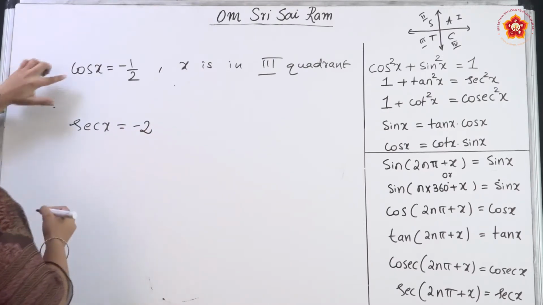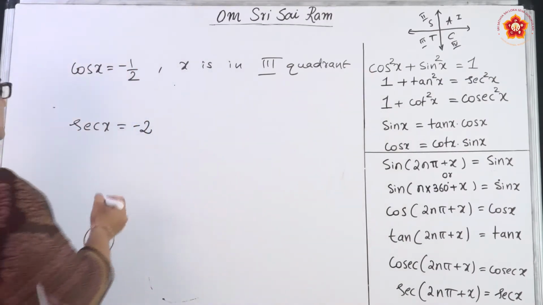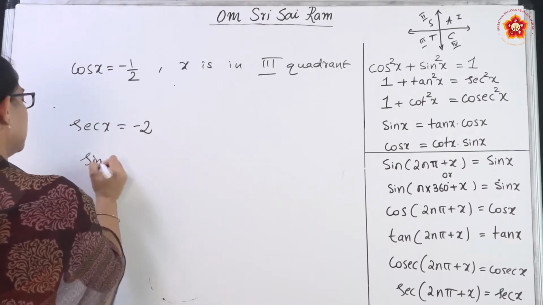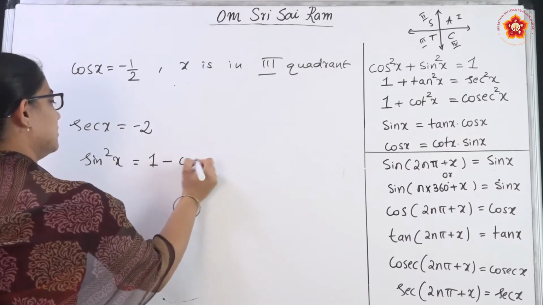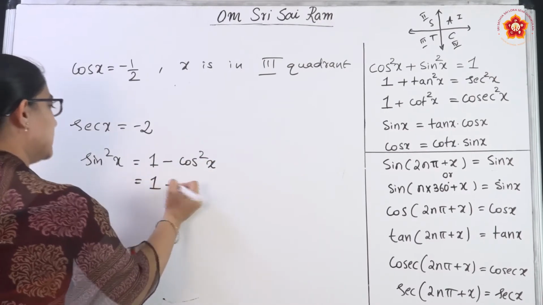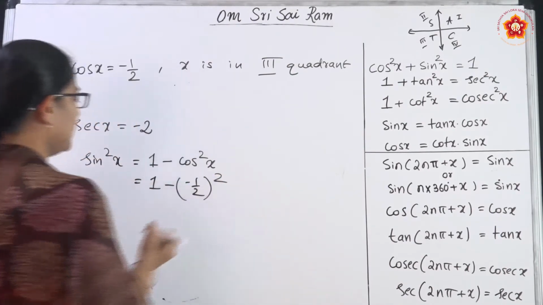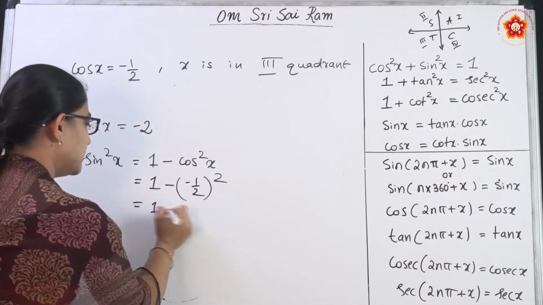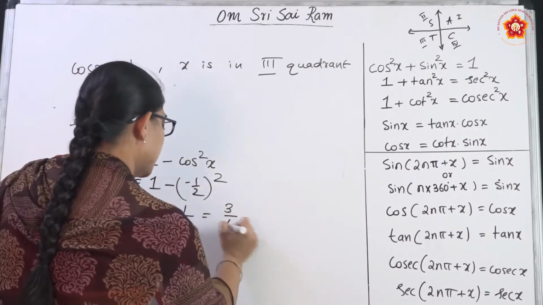Next, by using this cos we can find the sin, by using the first identity, cos square x plus sin square x is equal to 1. From there, what is sin square x? Sin square x is 1 minus cos square x. Just substitute the value: cos x is minus half, so 1 minus minus half square. So that is 1 minus 1 by 4, that is nothing but 3 by 4.